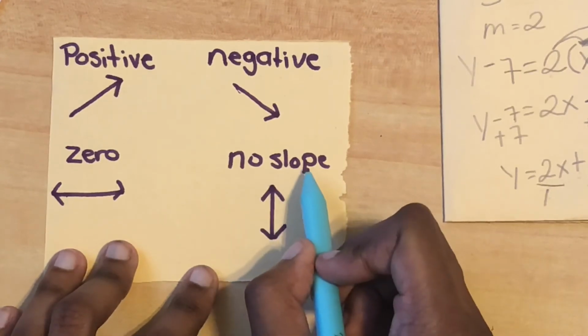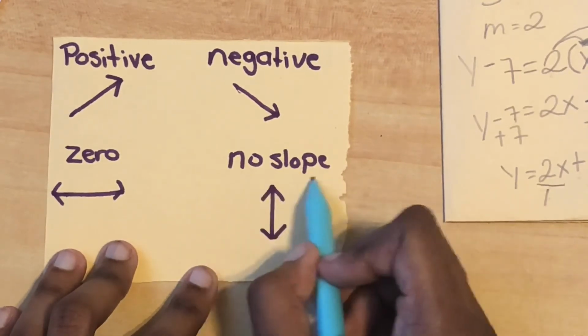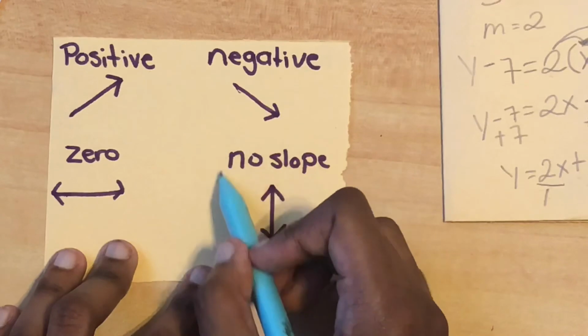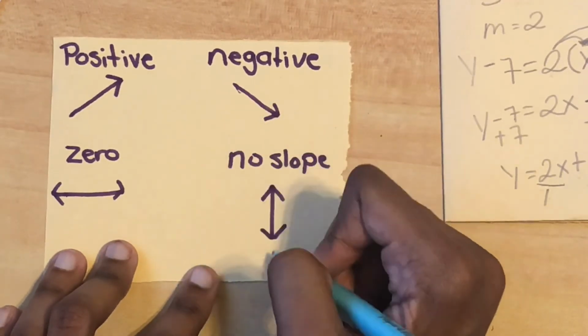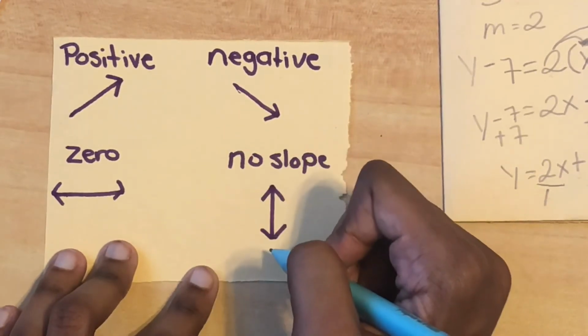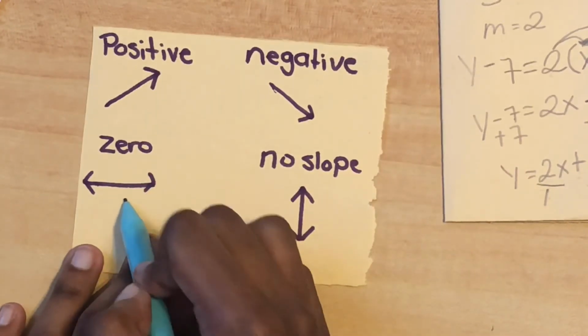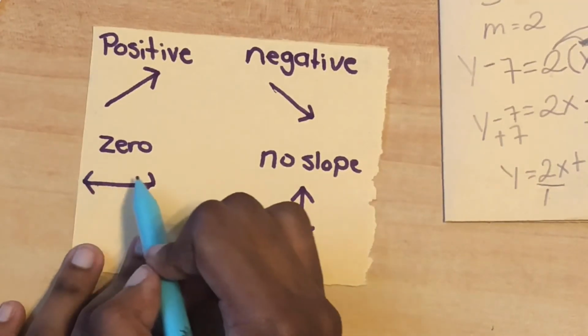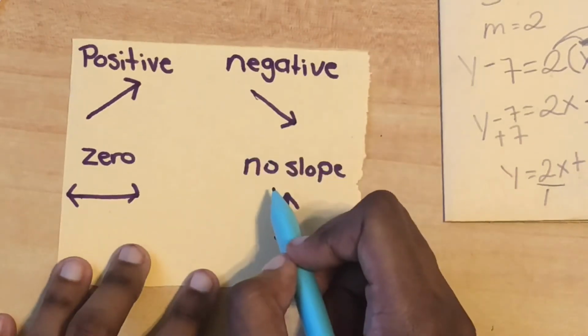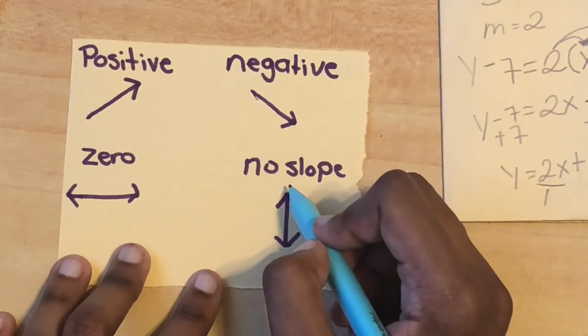And if it has no slope, meaning it doesn't have a slope whatsoever, it's going to go up and down, but in a straight line. So it's going to be vertical. So 0 slope would be horizontal or on the horizon, so left to right. And no slope would be vertical, so it'd be up and down.